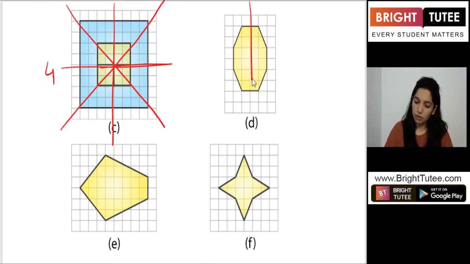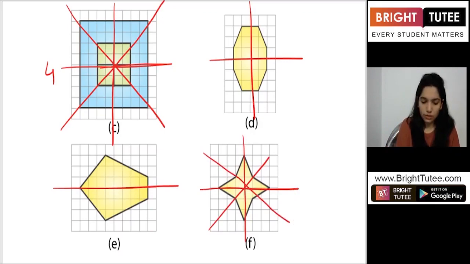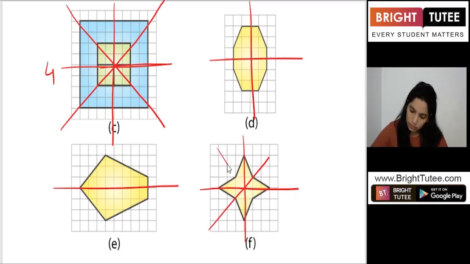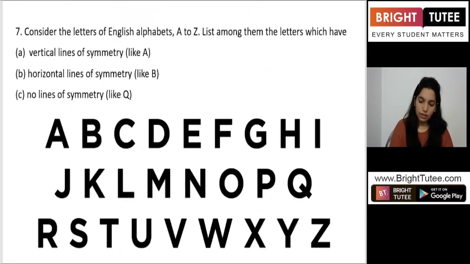Then here we have got 1, then 2. So 2 lines of symmetry. Then here we have got 1 line of symmetry. We have got 1, 2, 3 and 4 lines of symmetry that are possibly drawn on this particular image. So again, 4 lines of symmetry. Now let's move ahead and see.